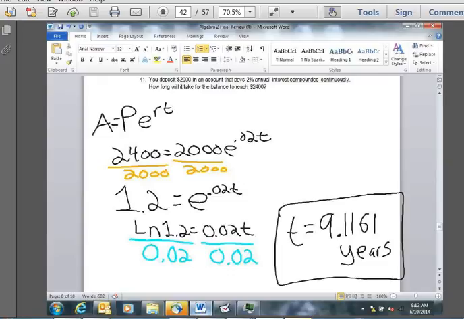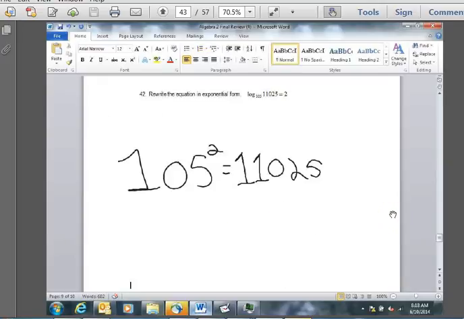Now 41 here, you deposit money into a bank and they want to know how long it will take the balance to reach $2,400. Biggest thing here is interest compounded continuously. That to me speaks to the PERT formula, which you have in your formula sheet. You divide by 2,000 and then you turn it into a log from here. E is the base, which means ln of 2.1 equals that exponent. You divide by that exponent and solve, and remember to put t into years.